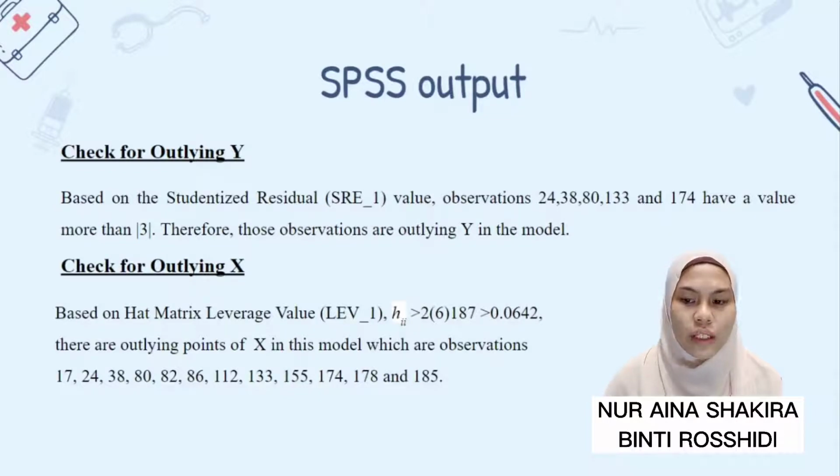For checking the outlying Y, we observe the studentized deleted residual values and find that observations 24, 38, 80, 133 and 174 have a value more than modulus 3. For outlying X, we use the formula of hat matrix leverage value, and values above 0.0642 are the outlying points of X. There are several observations that become the outlying points of X.